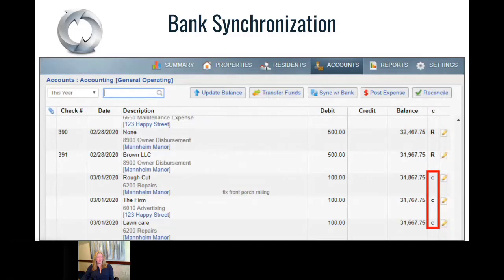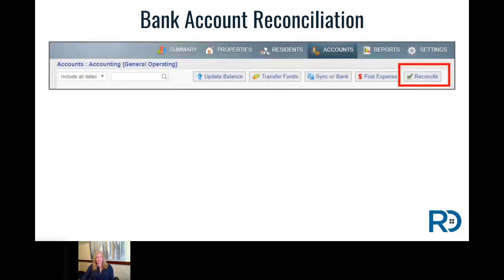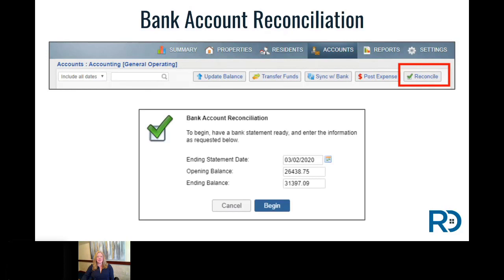So the next topic we're going to talk about is bank account reconciliation. So why would you reconcile your Rentec Direct bank account? It's just to be sure that all the activity that is hitting your actual bank account has been captured in your Rentec Direct software, so your financial reports are accurate. That's really important. And the first step is to open your bank account ledger, and you're going to click on that button to reconcile. And then you're going to enter your bank statement date and the balances, and then you're going to click that begin button.